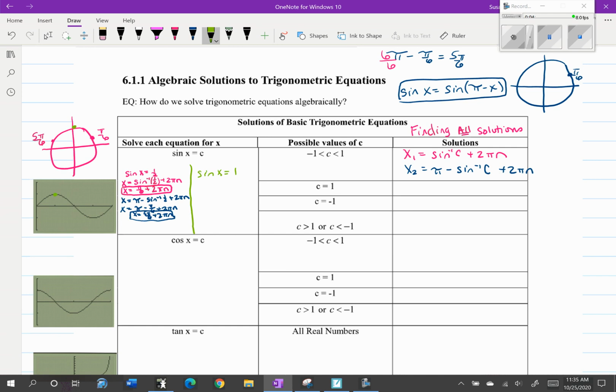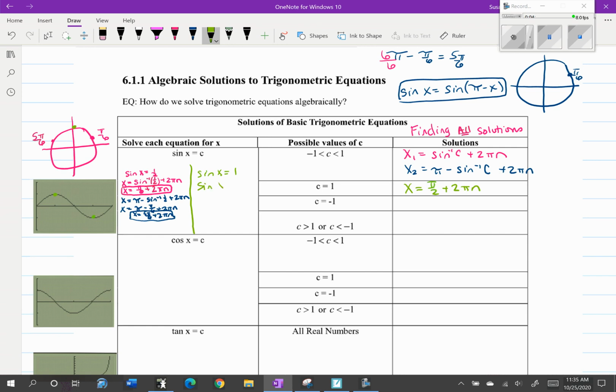We know that since there's only one answer, when your c value is equal to 1, then x is equal to, using your unit circle, pi over 2 plus all coterminal answers, 2 pi n. The same thing goes for when c is equal to -1.